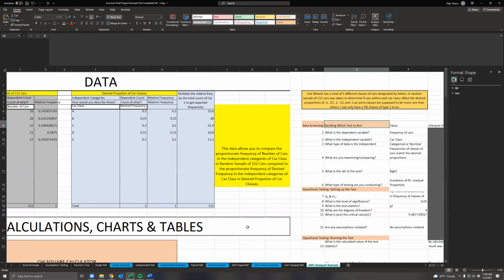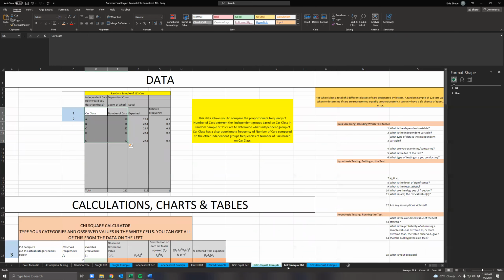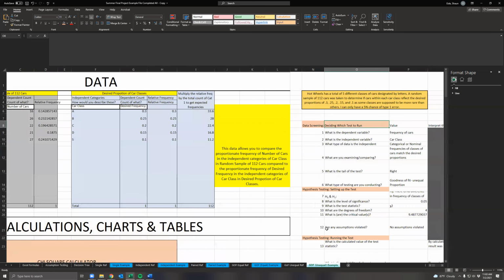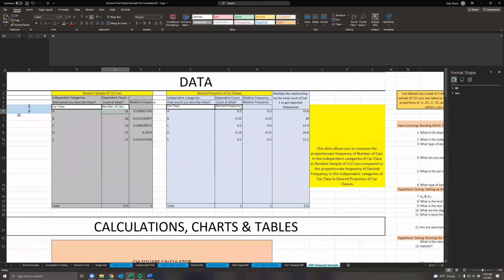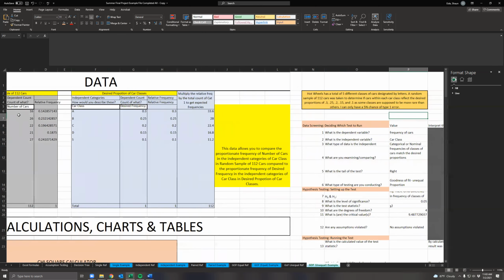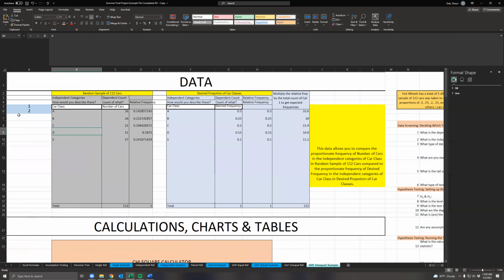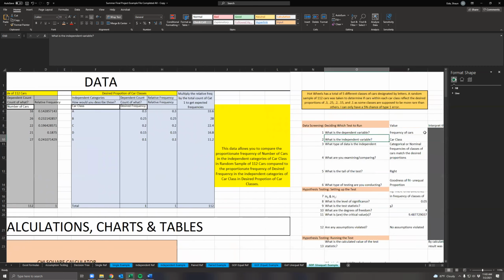So just like with the goodness of fit with equal proportions, it has the same dependent variable, right? What we're actually examining is the frequency of the number of cars in each class. So we've got the frequency of cars, okay, and then the independent variable is the car class. So the frequency of the number of cars is dependent on the class that they're in. So we've got these 5 classes right here. And then we've got the number of cars in each class. So we've got the dependent variable and the independent variable.